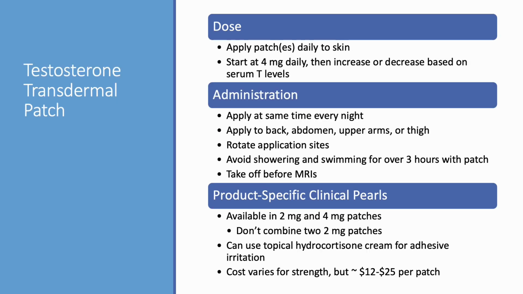For the transdermal patch, this is going to be applied onto the skin daily. So starting at 4 milligrams daily, and then it can be adjusted based on their serum testosterone levels. It's important to apply this at the same time every night to the back, abdomen, upper arms, or thigh, and then rotate the application sites.